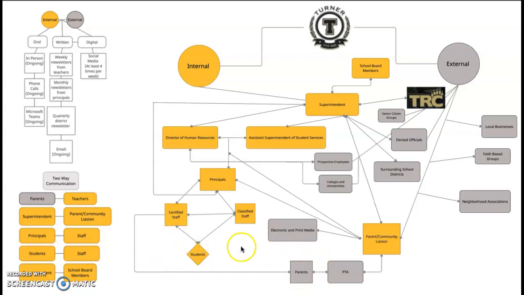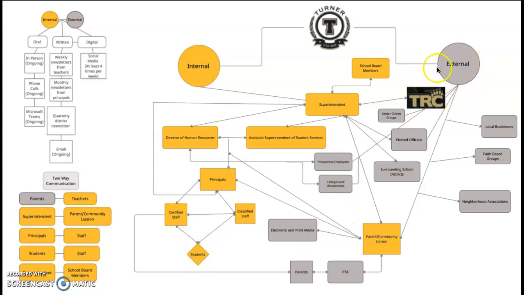Most of the communication that takes place with the parents does come from the certified staff. The certified staff would include your teachers, social workers, and support staff that are certified. And so most of the communication comes from those certified staff. The certified staff also directly communicates to the students.